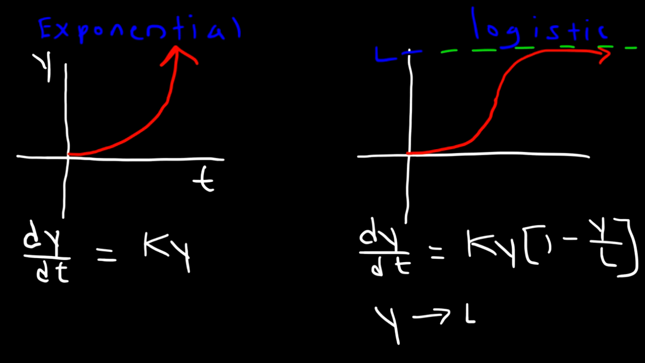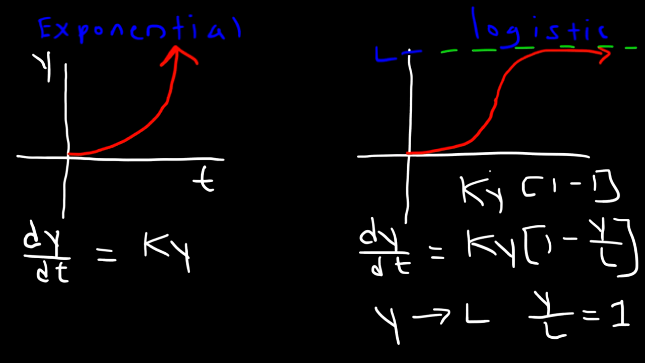As y approaches L, y over L is approximately equal to 1. If you replace y with L, you have L over L, which is 1. So thus you'll have ky times 1 minus y over L, which is 1 minus 1, which is 0. And ky times 0 is going to be about 0. So dy dt is 0.